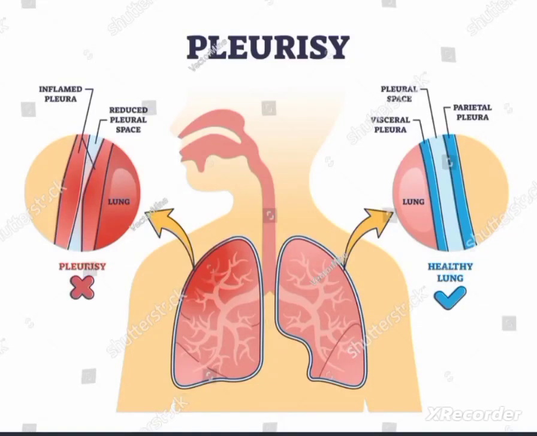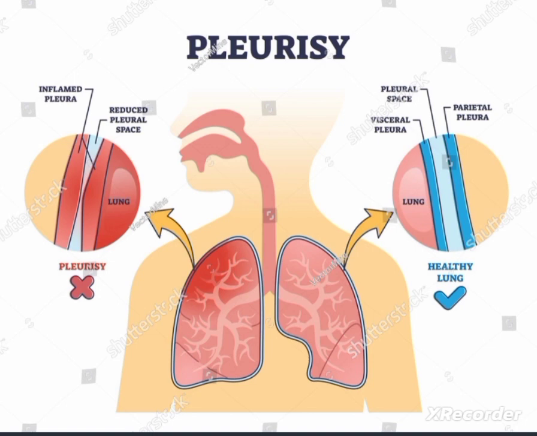Pleurisy, otherwise known as pleuritis, is the inflammation of the pleura. We know that there are two layers of the pleura, the visceral layer and the parietal layer. When inflammation occurs in these layers, it leads to an inflammatory response known as pleurisy or pleuritis.